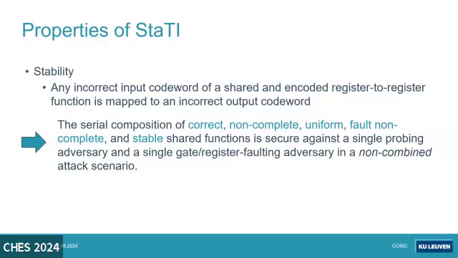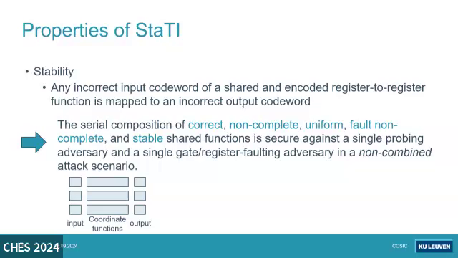So the probing security is okay because it's proven in TI actually. And for the single gate register faulting adversary, first we're gonna check the gate faults. So this is a given function, and assume that this function has all the properties mentioned in the theorem. We inject a fault to one of the coordinate functions, and this is propagated to the single output bit.